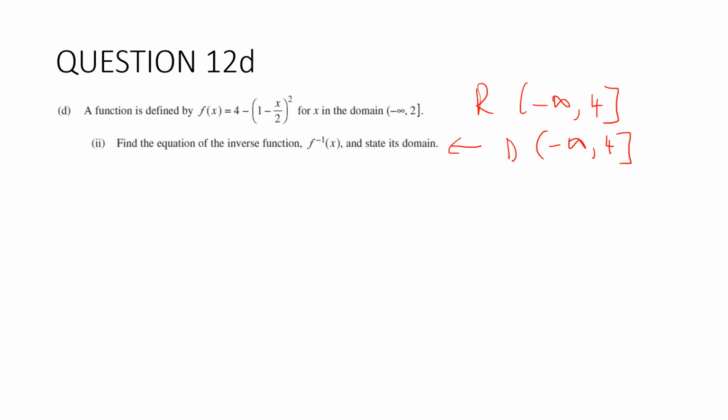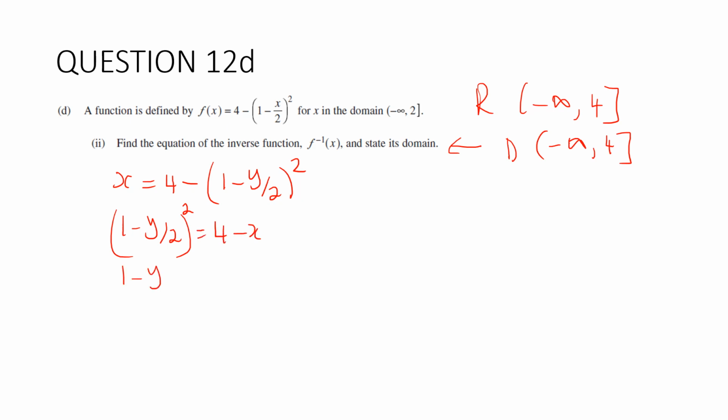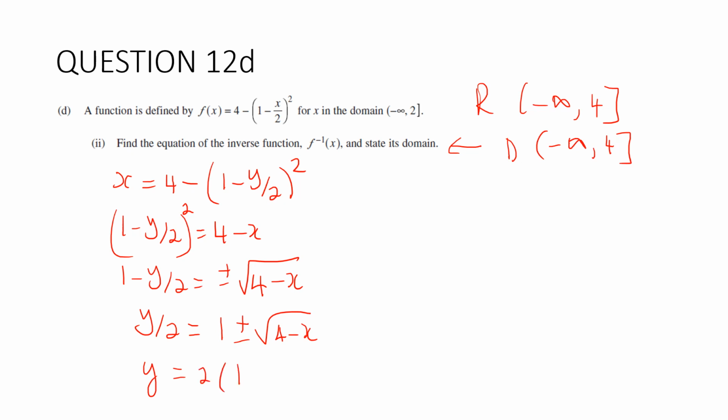Right, now let's do this. x is equal to 4, take away 1 minus y on 2, all squared. 1 minus y on 2, all squared, is equal to 4 take away x. 1 minus y on 2 is equal to plus or minus the square root of 4 minus x. And so y on 2 will equal 1 plus or minus the square root of 4 minus x. y is equal to 2 times 1 plus or minus the square root of 4 minus x.